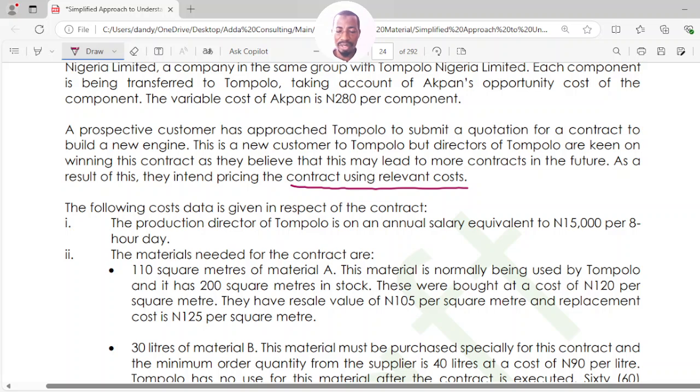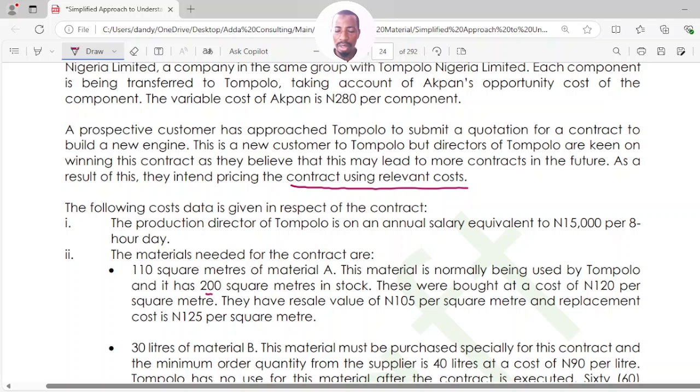The materials needed for the contract are, bullet number 1, 110 square meters of material A. This material is normally being used by Tompolo and it has 200 square meters in stock. So you have 200 square meters in stock, but you need only 110 square meters. We are now told that these were bought at a cost of 120 naira per square meter. That 120 naira is irrelevant because it's a past cost.